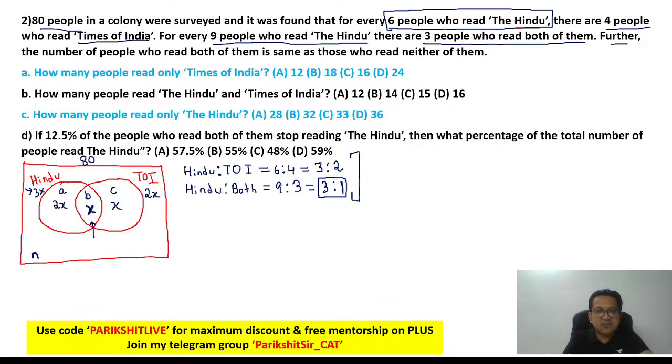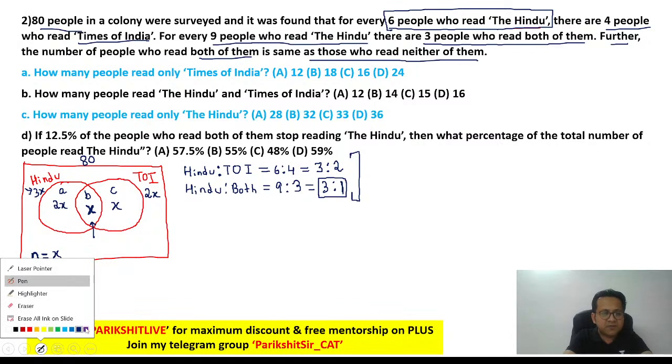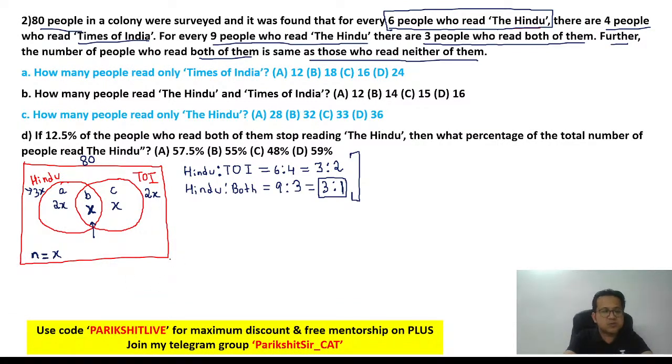The last line says, further, the number of people who read both of them is the same as those who read neither of them. So both is the same as neither. So can I say N is equal to B? N is equal to B. That means if B is X, N is also going to be X. You are done. That is it, right? You have been able to write all of them in terms of the variable X. So let's find out X.